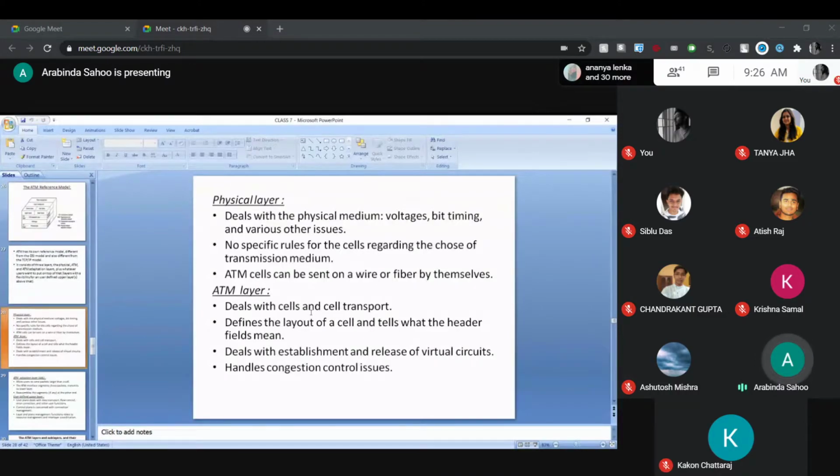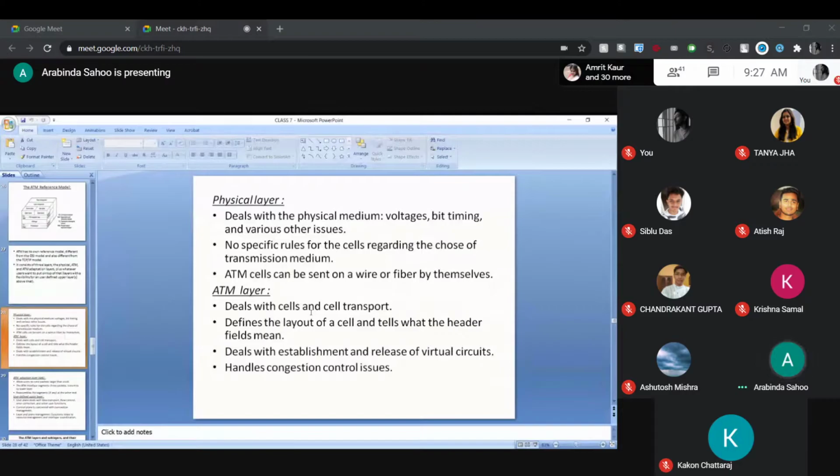If the time instant is different, there is a chance that it may set up another virtual circuit. So the ATM layer deals with establishment, how this virtual circuit will be established, and once the communication is over, how it will release this virtual circuit. Write down: deals with establishment and release of virtual circuits.